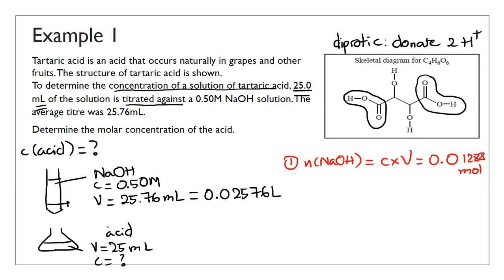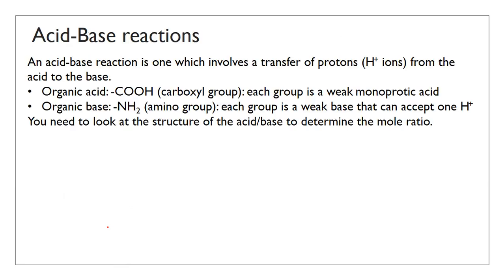So in order to know what the acid and base ratio is here, I think I'm just going to quickly revise what an acid-base reaction is. An acid-base reaction is one that involves a transfer of protons from acid to the base. Now with year 12 chemistry, and because this is under organic chemistry, you need to pay attention to organic acids, which essentially are the carboxyl groups. Each group is a weak monoprotic acid.